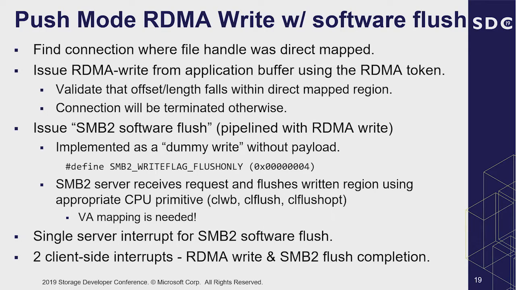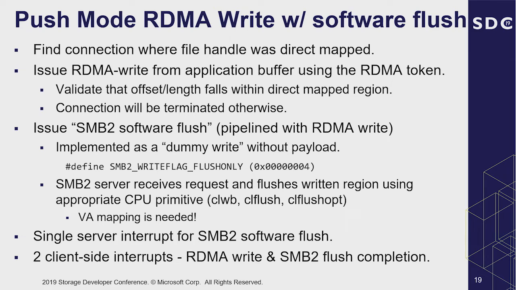Now, the alternative implementation, which we also tried, is doing a software flush instead of an RDMA read. It's the same steps as before, except that after you do the RDMA write, we create a fake SMB2 write. I defined a flag called write flag flush only. It's not documented or anything. It's just for me to play around with. We just give the write command the offset and the length of the buffer, and there's no data payload in the write.